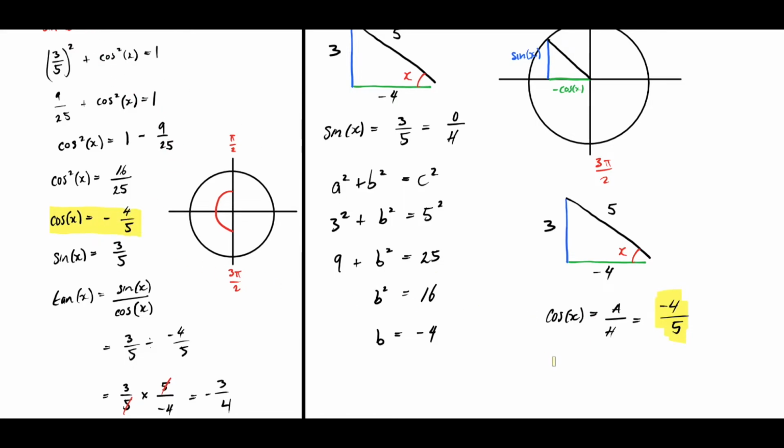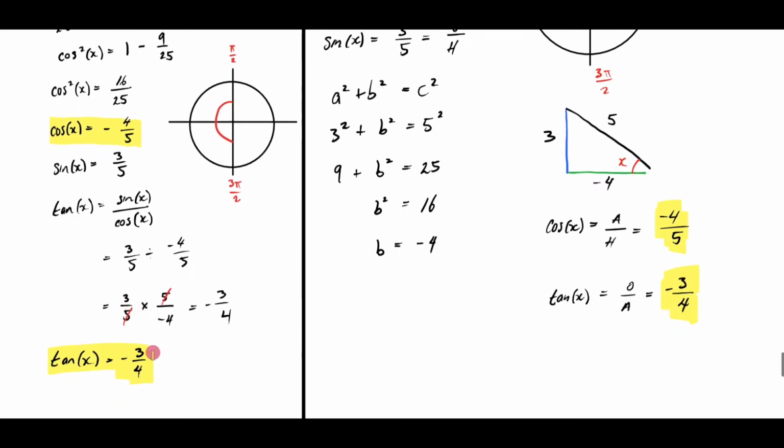Then we can come down and figure out what tan of x is going to be. I know that's going to be opposite over adjacent. So my opposite here is going to be 3, and my adjacent is going to be negative 4. So it's going to be negative 3 on 4. And that's what we found over here, negative 3 on 4.